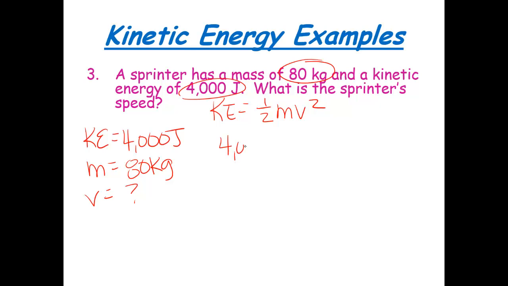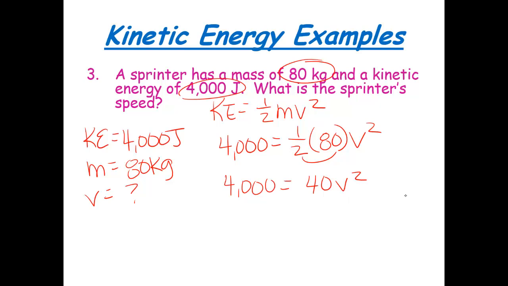4,000 equals 1/2 m, so that's 80, times v, and don't forget the squared. So now I'm solving this just like I did the last problem. I would go ahead and take half of 80. So 80 divided by 2 is 40. So 4,000 equals 40 v squared. I'm solving this just like the squared wasn't there. So I would go ahead and divide each side by 40. So 4,000 divided by 40 is 100.